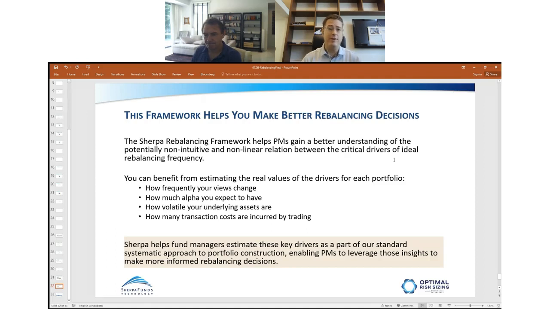Yeah, I think that's very well said. And so really getting those inputs right is an ongoing process for most PMs. If you ask most PMs to write these down, again, we always ask whether it's constraints, whether it's estimation of alpha, frequency of view change, if you ask most PMs to write these things down on a white sheet of paper, it's tough. And so we can help with both getting the inputs right and then with bringing the framework to bear to help you better understand how to rebalance your portfolio.